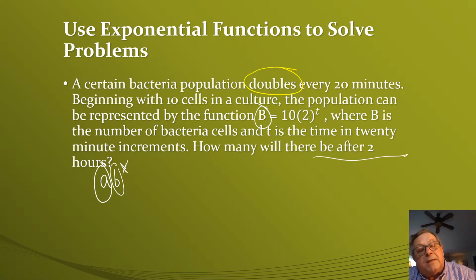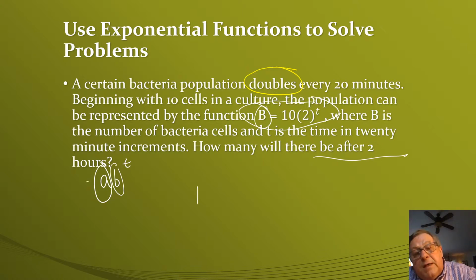And I put X here instead of T. This is with respect to time, T. So I've actually got the function here. And really all I need to think about, in order to solve this algebraically, is what's T? What's T going to represent? Well, if we're doubling in 20-minute increments, I need to think about how many 20-minute increments there are in 2 hours. Well, there's 3 every hour. 3 times 20 is 60. That means that there are 6 20-minute increments after 2 hours.